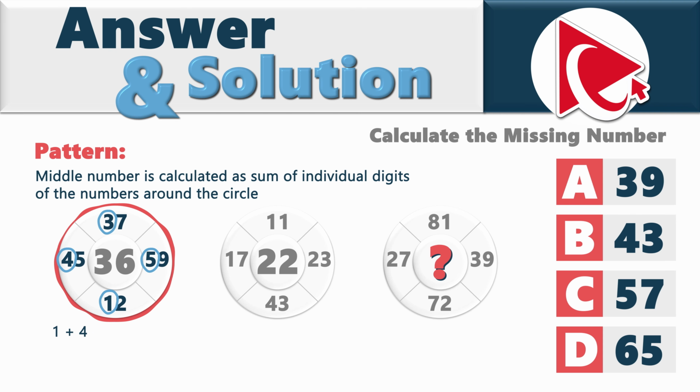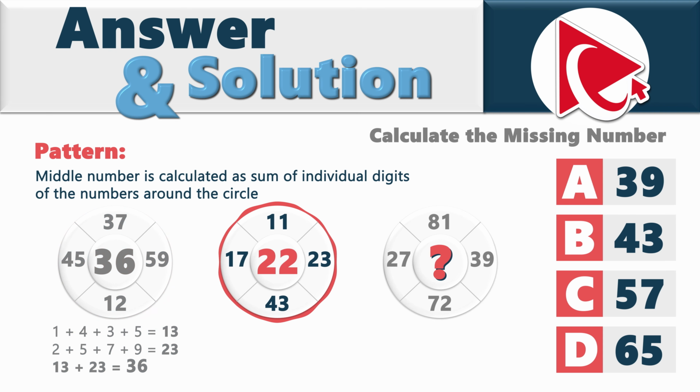1 plus 4 plus 3 plus 5, and the sum of those numbers equals 13. Let's do the second digit. 2 plus 5 plus 7 plus 9 equals 23. 13 plus 23 equals 36. Let's look at the second circle to confirm the pattern. 4 plus 1 plus 1 plus 2 equals 8. 3 plus 7 plus 1 plus 3 equals 14. 8 plus 14 equals 22.